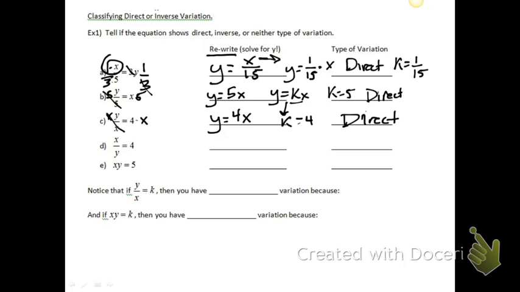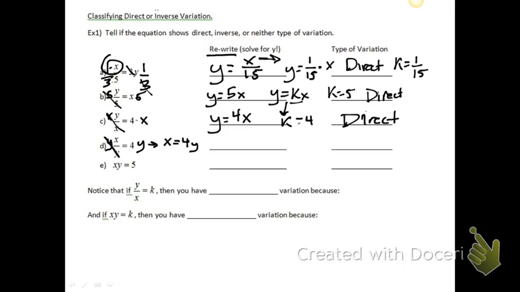We might as well just do the rest of them, D and E, together, because we're going to understand a pattern here. If I solve for y in this case, what I could do is multiply both sides by y to bring y up in the numerator. The y's will cancel over here, and if I rewrite what we have, we just have x equals 4 times y.